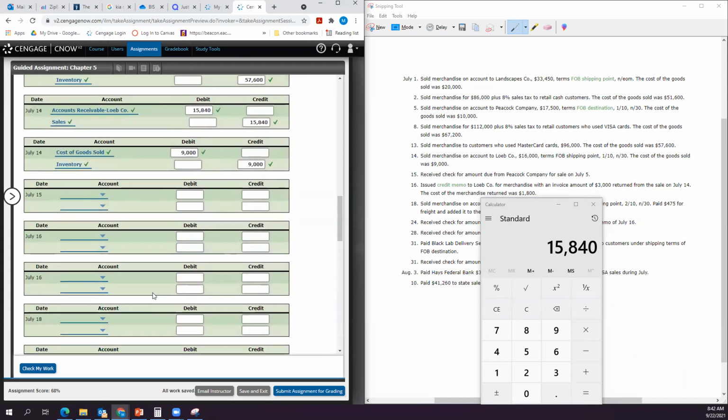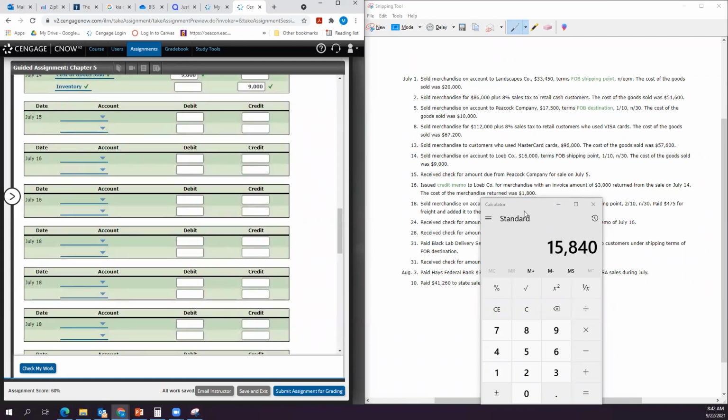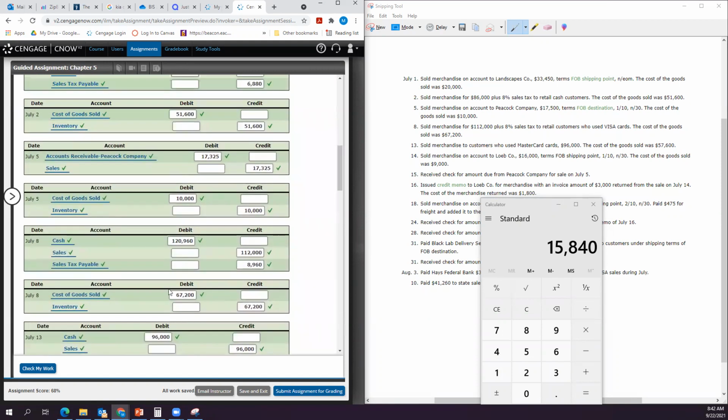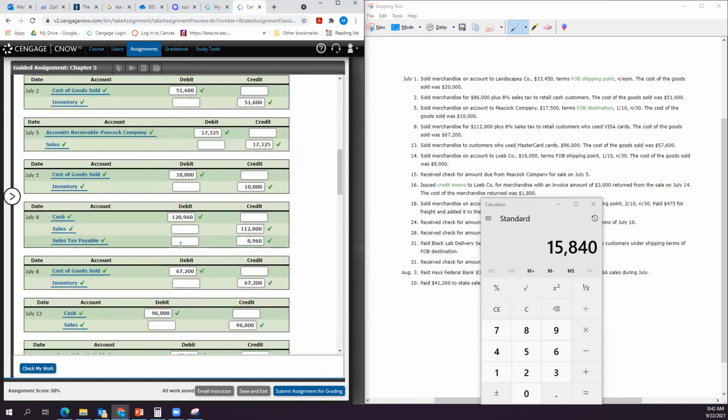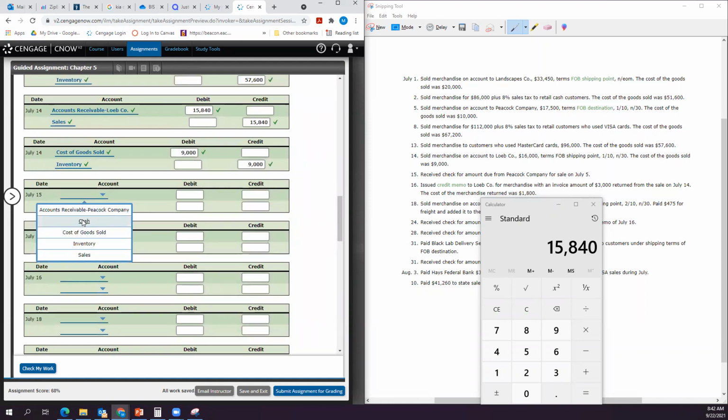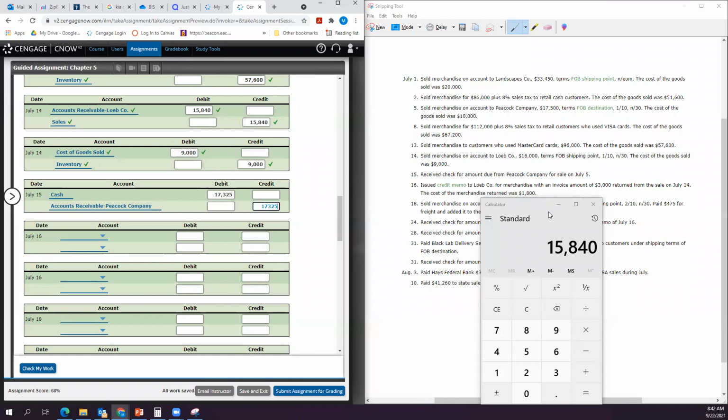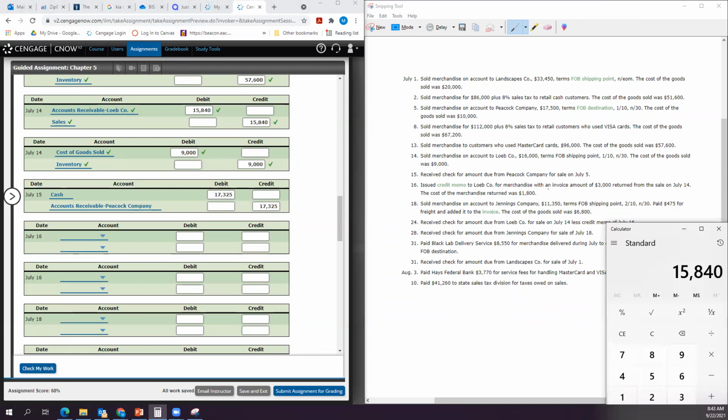Looks like we're good. All right, July 15th, we received a check for the amount due from Peacock Company for the sale on July 5th. So if I just scroll up to July 5th, we'll see that Peacock Company owed us $17,325. So we're just going to show our cash going up and our accounts receivable from Peacock going down for that amount, $17,325. Pretty easy.